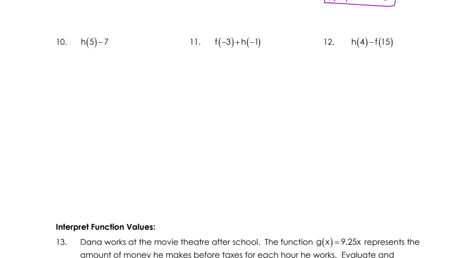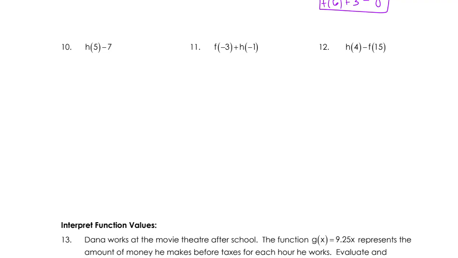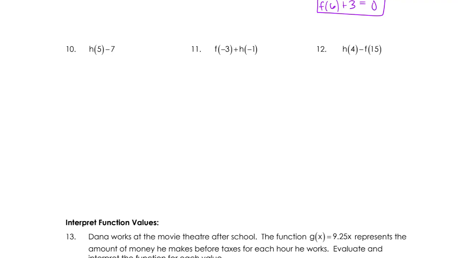And then moving on down to 10, 11, and 12. 10 is very similar to number 9 that we just did. So we have the h of 5 function first. That's going to be our step 1.